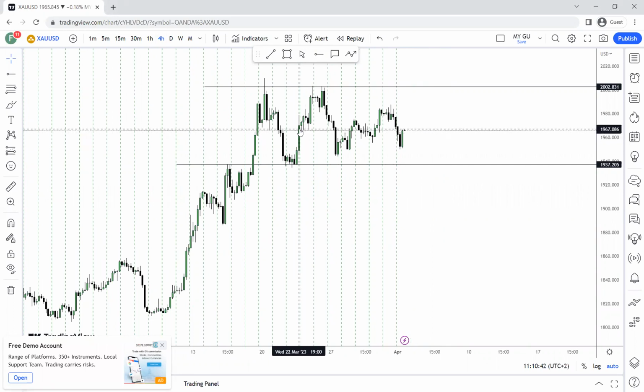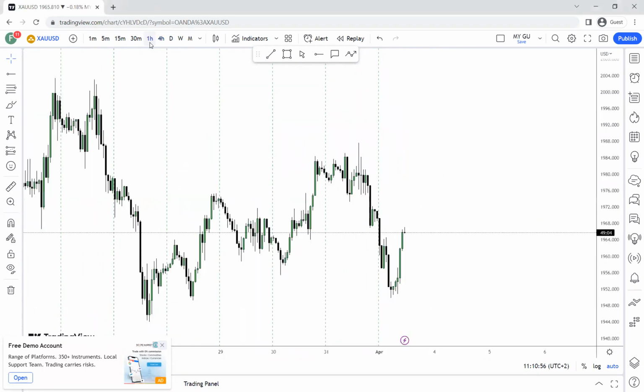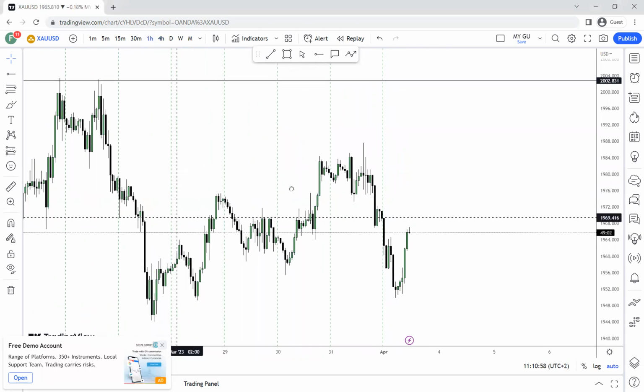There is no proper direction of what's actually going on. Price is in the middle of our range. So if price is in the middle of our range, we don't do anything. We wait for price to go to a high or to a low, and then we deal with what's happening accordingly. On the 1-hour time frame, what do we have?